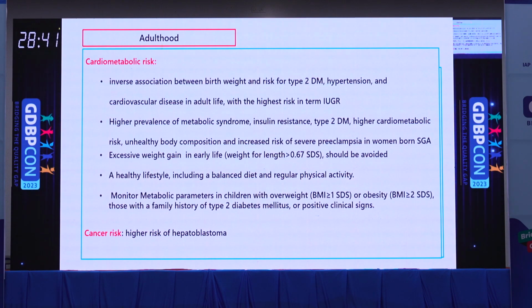So it is not advisable to attain rapid weight gain during infancy and childhood, and what is advised is a basic healthy lifestyle, a balanced diet and regular physical activity. And there has been documented evidence of increased risk of hepatoblastoma in these children when they develop into adults.